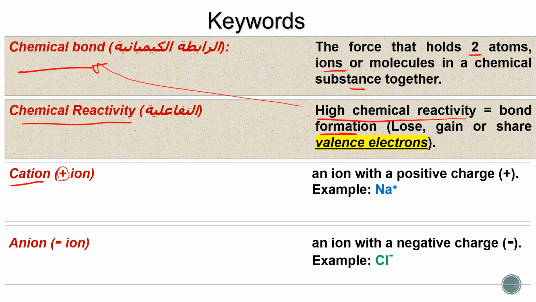Cation is a positive ion. So a positive ion with a positive charge is called a cation. If you have a negative ion with a negative charge, we call it an anion. So بدل ما نقول positive ion نقول cation, وبدل ما نقول negative ion نقول anion. Okay? And this is an example, Na positive and Cl negative. So the charge here is positive 1. In chemistry, we don't write 1. So sometimes we write it, sometimes we don't. So when you see plus like this, plus means plus 1. Okay?